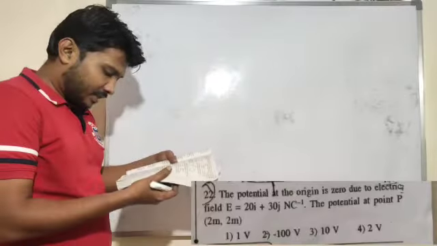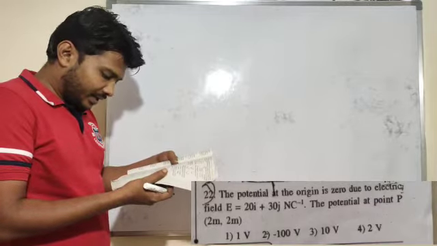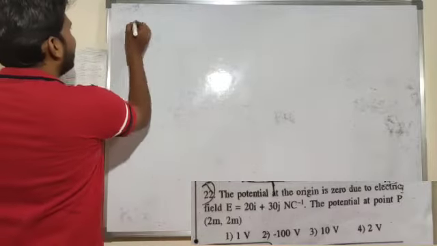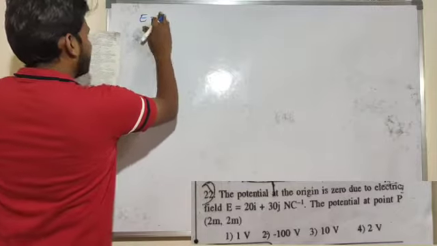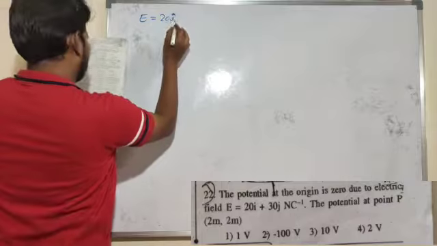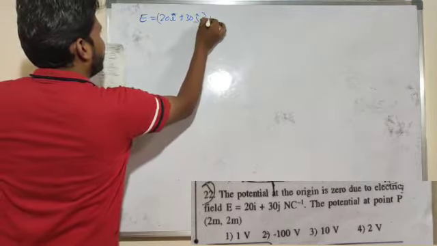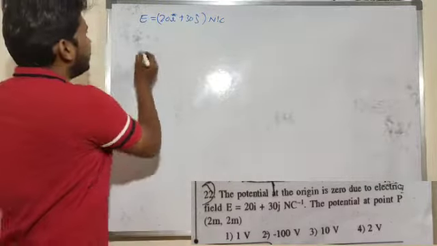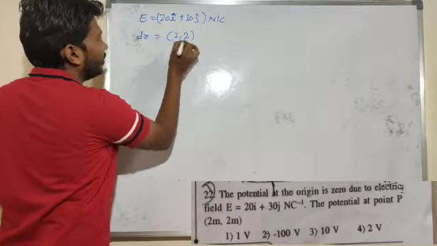Okay, look here. The potential at the origin is 0 due to an electric field. So what is the potential value at the origin here? 0, due to the electric field they mention, that is 20 i cap plus 30 j cap Newton per coulomb. The potential at point P is, so what will be the potential at point P? 2 comma 2.